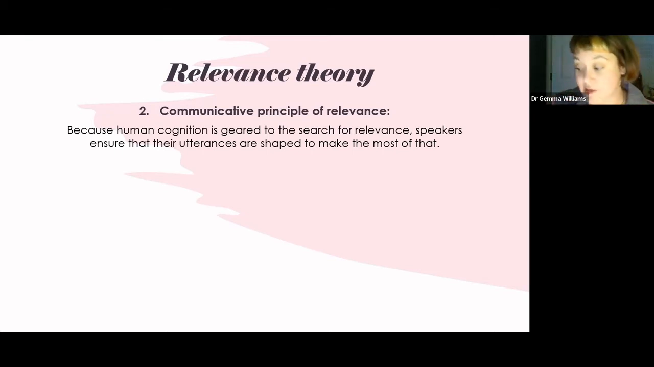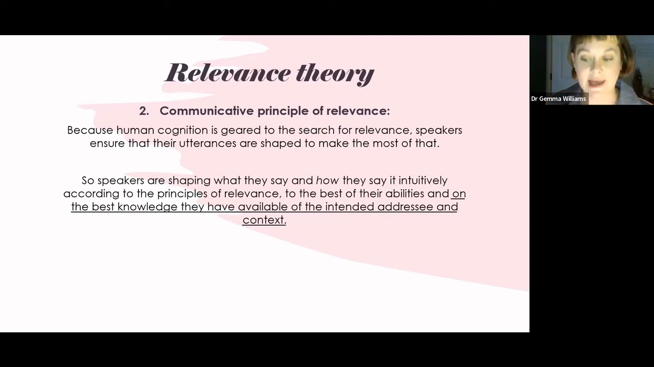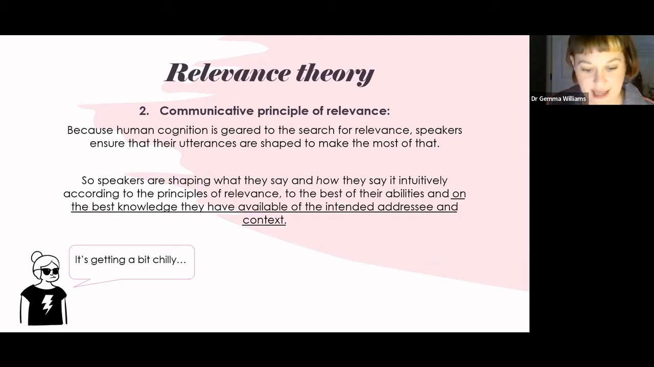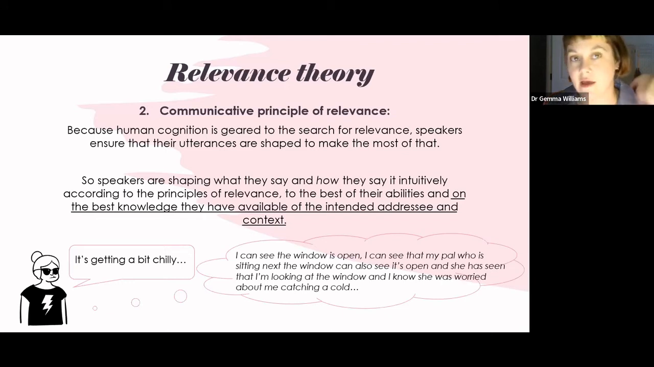And this means that hearers can trust that what's being said to them is relevant enough to be worth the processing effort required to understand it. So speakers are shaping what they say and how they say it intuitively according to the principles of relevance, to the best of their abilities. And of course, we all have different abilities that vary from moment to moment, and they act on the best knowledge they have available of their intended addressee and the context, so the person they're speaking to. So here, again, it's getting a bit chilly. This person might be thinking, okay, I can see the window is open. I can see that my pal who's sitting next to the window can also see that it's open. And she's seen that I'm looking at the window, and I know she was worried about me catching a cold. So hopefully she'll understand from this, can you please shut the window?